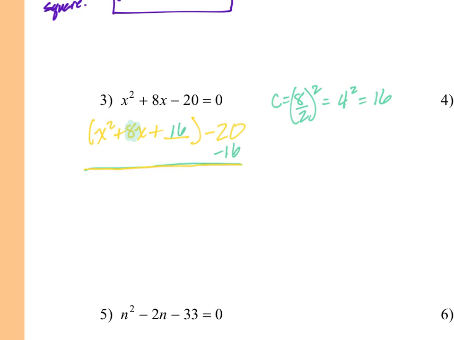I'm going to rewrite my parentheses using whatever I'm squaring. So I've got x plus 4 squared minus 36.